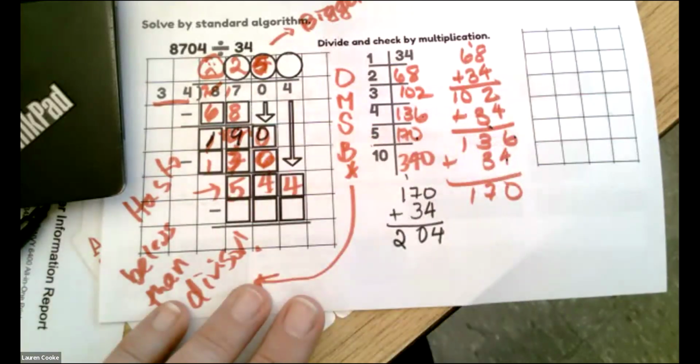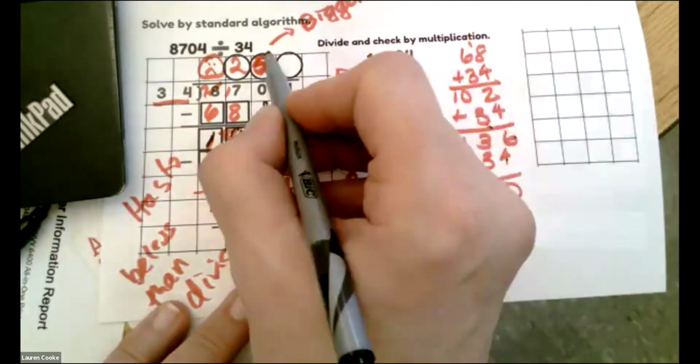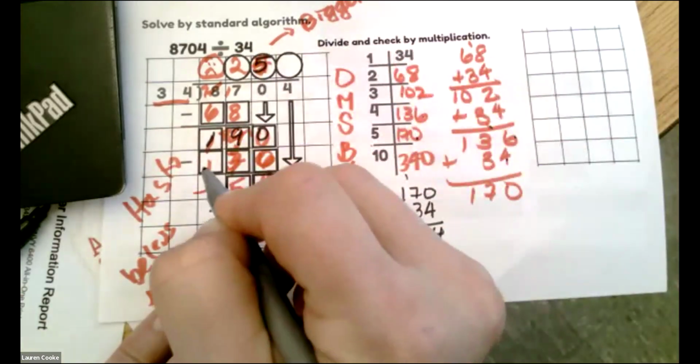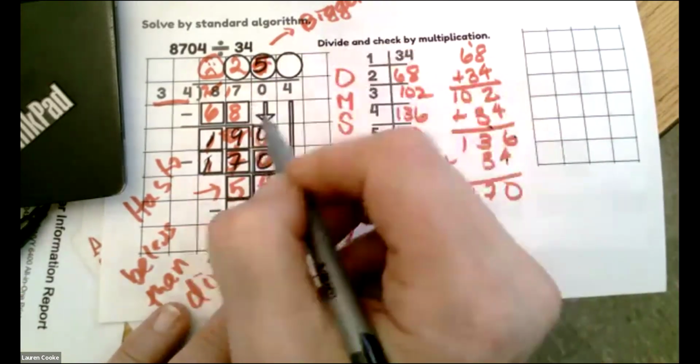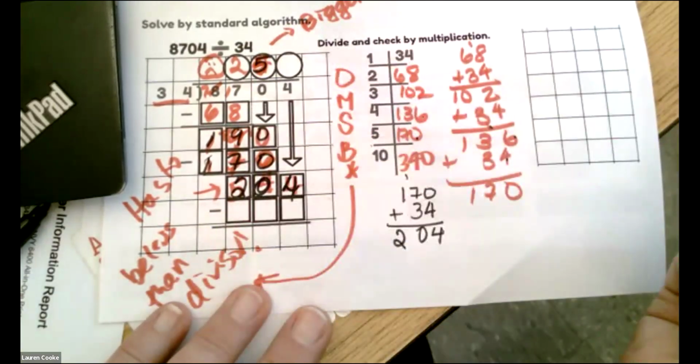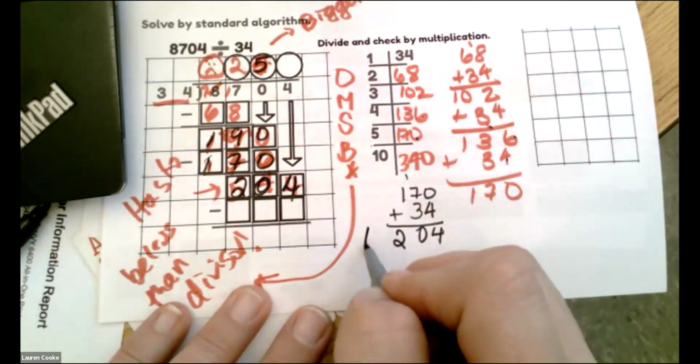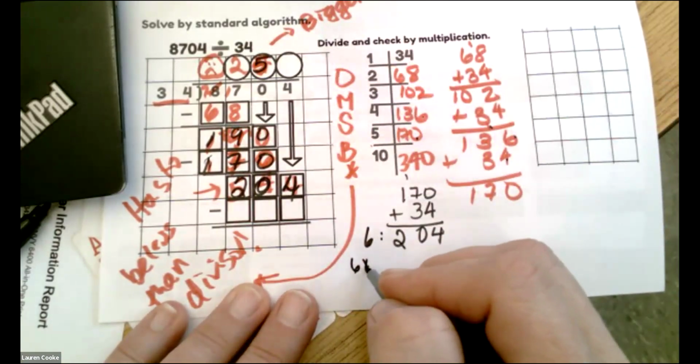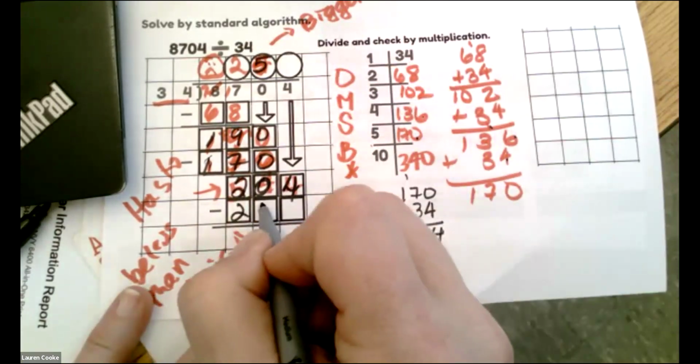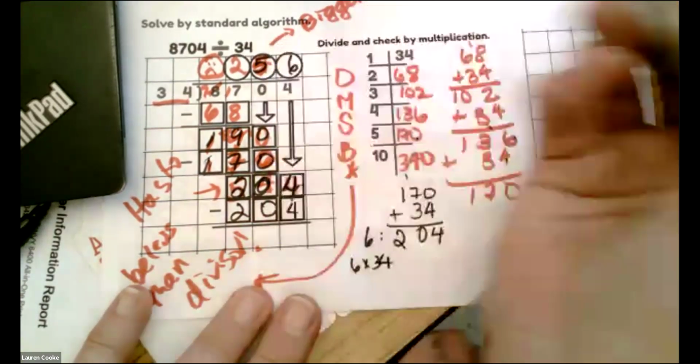Anyways, it is a 5 and it goes 170. Oh my gosh. Okay. And then I'm going to have 20 and then a 4 here. And I bet, oh look, that's the 6th multiple. So 6 times 34 is 204. Can't forget about the 6 up here.